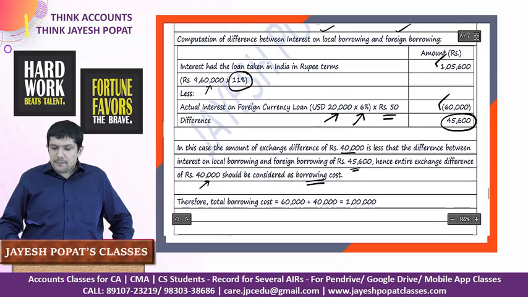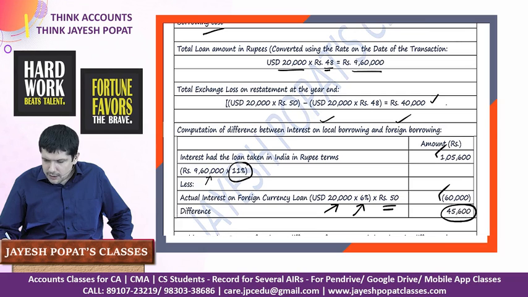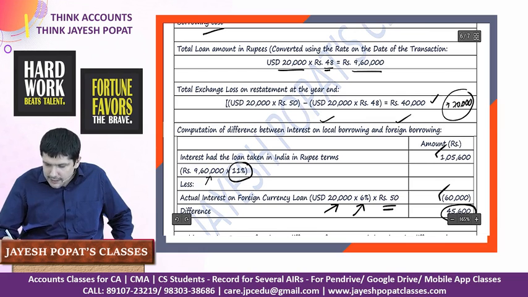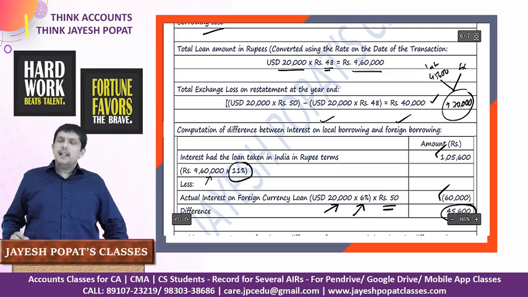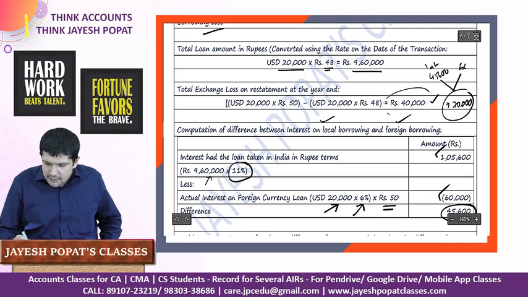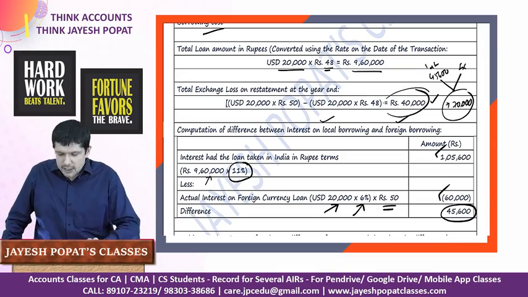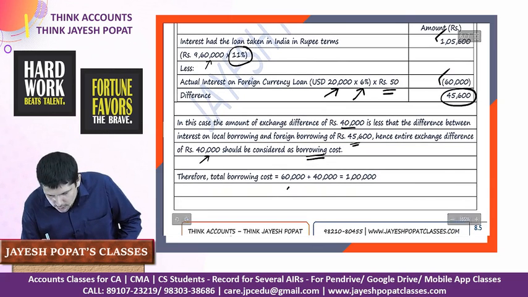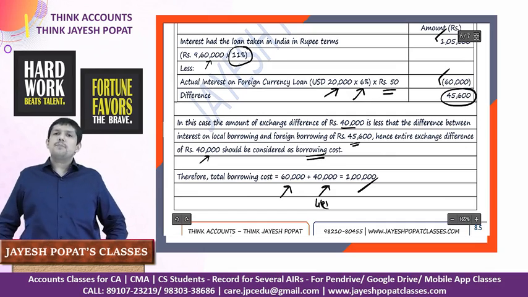Listen to this very carefully. Had this foreign currency fluctuation been 70,000, I'm just giving you an example, then in that case, we would have broken this into two parts. 45,600 would have been considered as interest and the balance amount should have been considered as foreign currency difference. But in this case, the exchange difference is less than the savings in interest. So the entire fluctuation will be treated as an interest expense. So total borrowing cost is 60,000 of actual and 40,000 as per para 4E. Total interest expense will become 1 lakh.